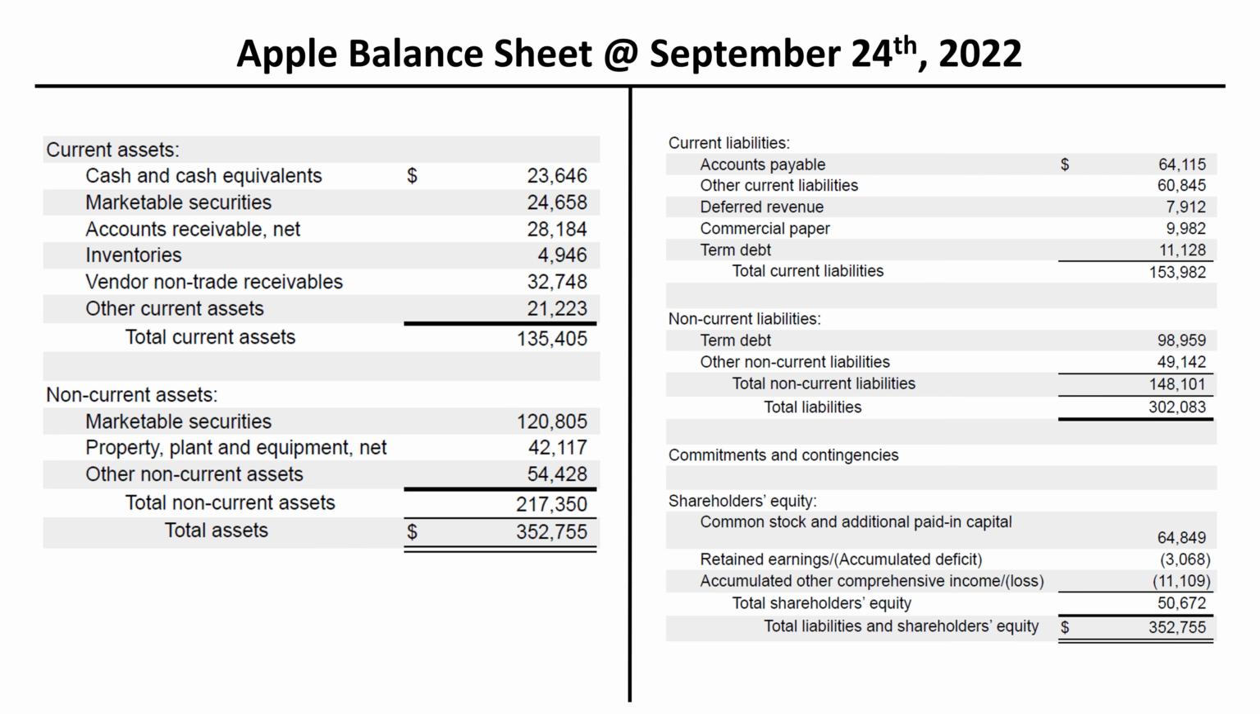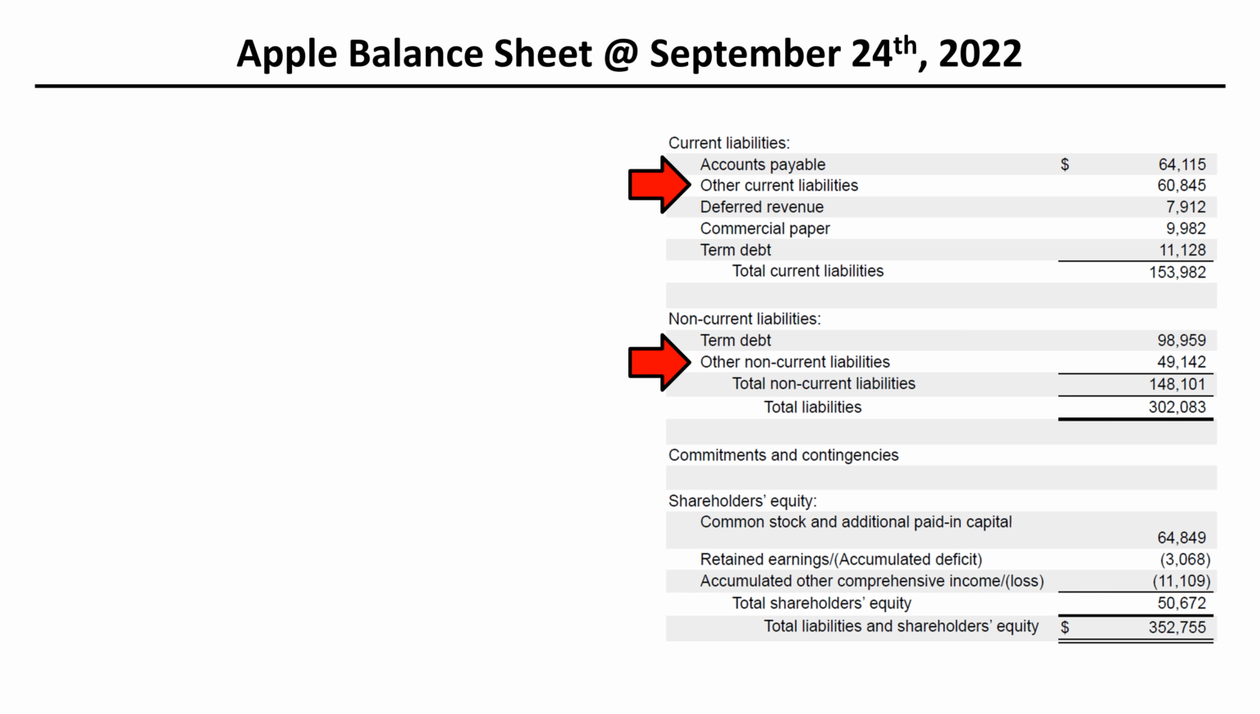Back to the bigger picture of the balance sheet. Assets equal liabilities plus equity. What can the liabilities section of the balance sheet tell us? We have already covered accounts payable in our discussion of working capital, so let's move straight on to other current liabilities and the other non-current liabilities further down.